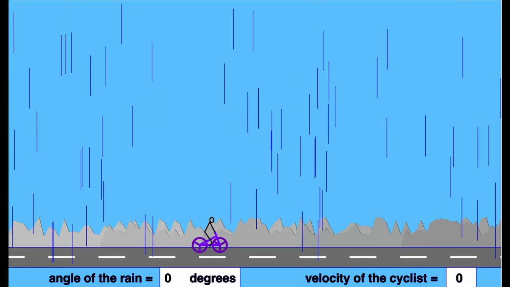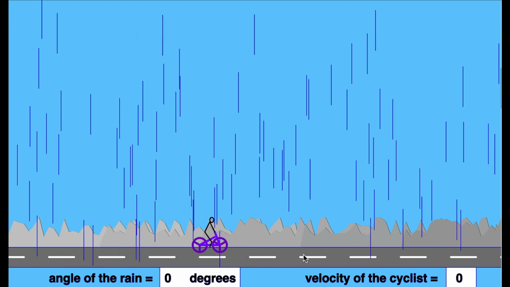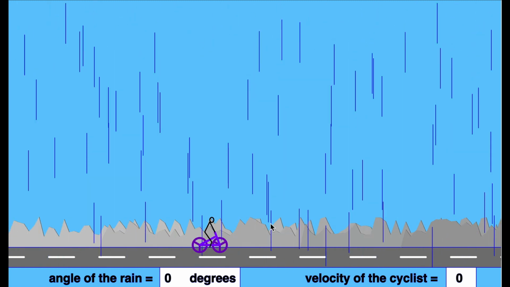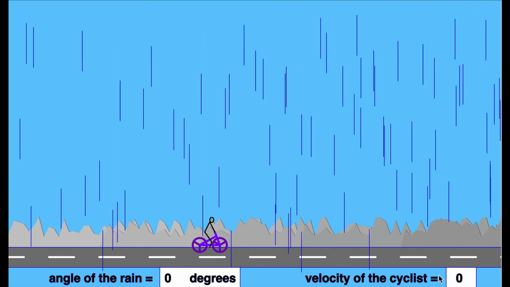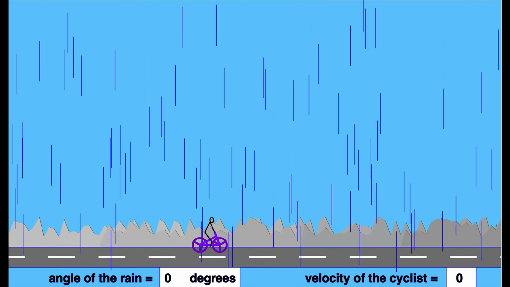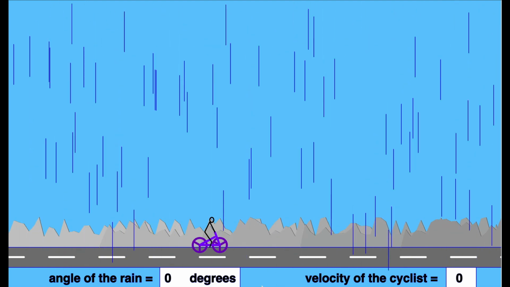So what you see in front of you is the ground frame of reference in which the rain is coming down vertically. A cyclist is at rest in this frame of reference, so the velocity of the cyclist is 0, and the angle that the rain makes with the vertical is 0 in this ground frame.